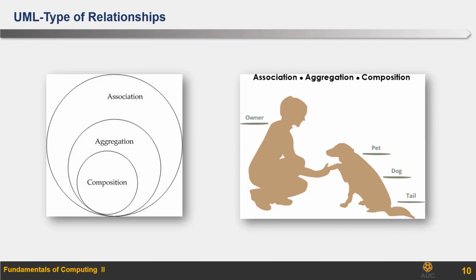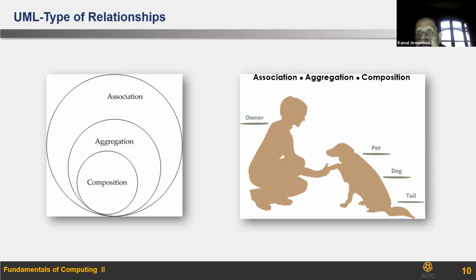So aggregation means it is a part-whole relationship. So the tail is part of the dog and the leg of the dog is part of the dog. So this means that it is a part from the whole. But if the tail does not exist, the dog will still exist.